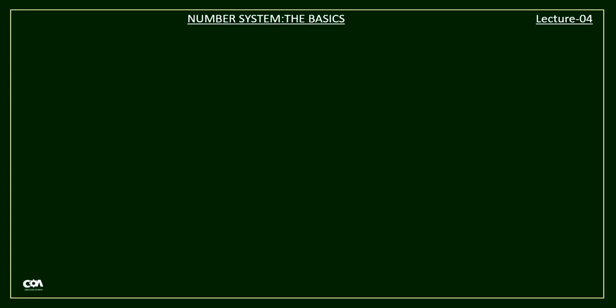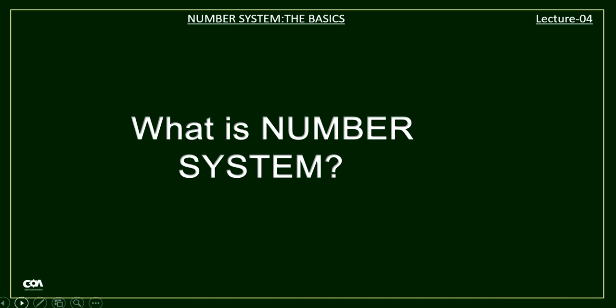This is lecture 4 and today we will be talking about number systems. What is a number system? What is the first thing that comes to your mind if you say number system? Obviously, numbers. Basically, a number system deals with how we represent a number and how we count numbers. Also in this lecture, we will be talking about different types of number systems.